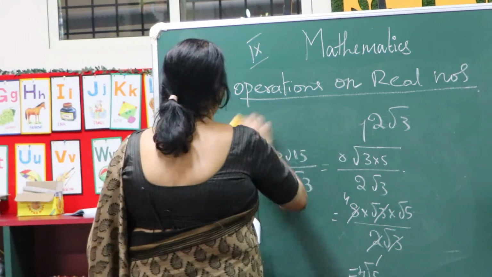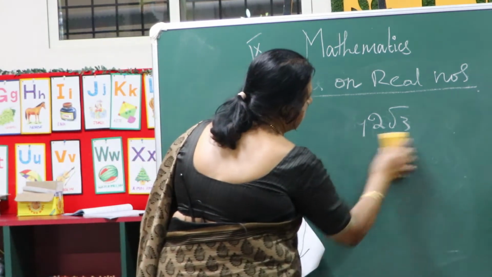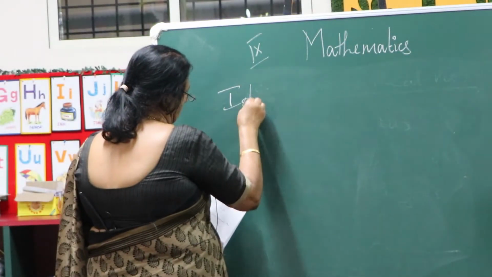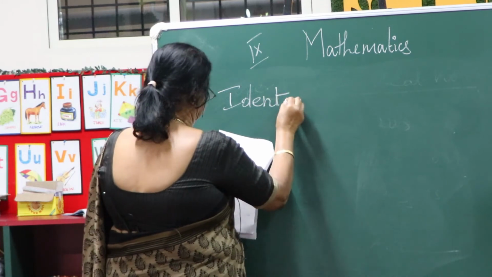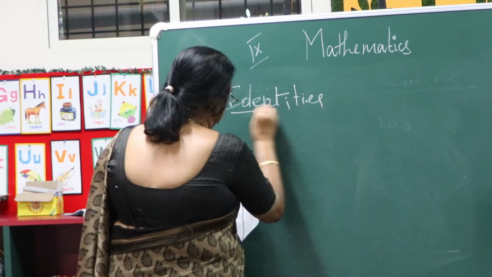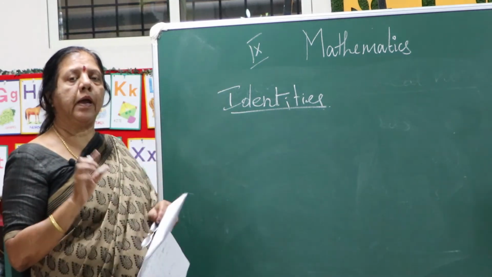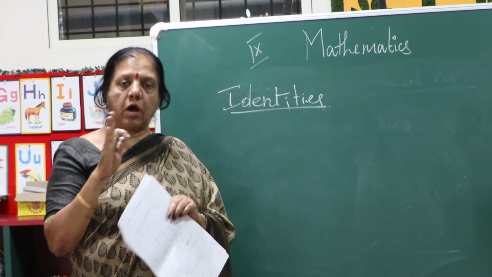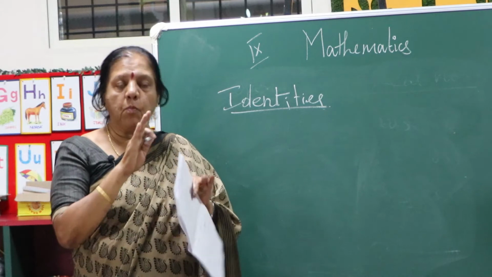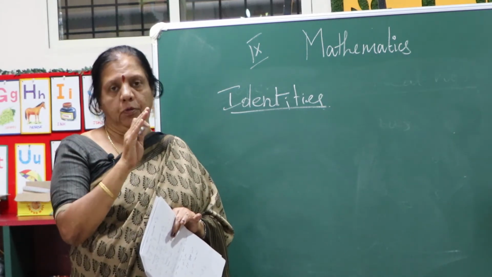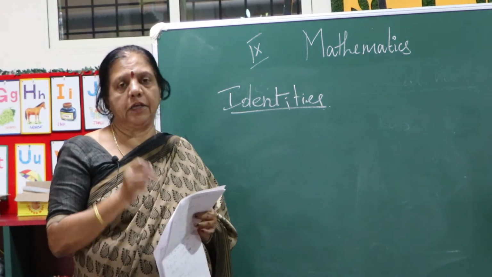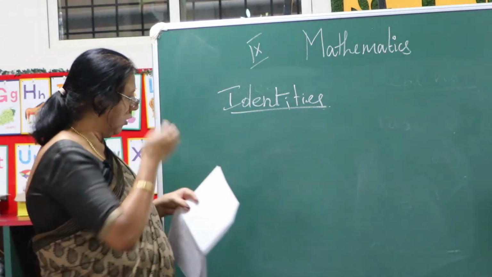Now let us pass on to identities. What do you mean by identities? Identities are nothing but LHS equal to RHS. Both the sides should be equal. You know in an equation LHS and RHS; like that, here also identities mean LHS and RHS must be equal.